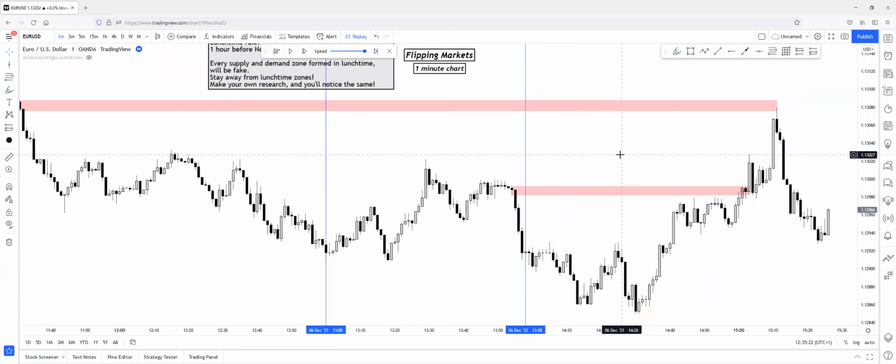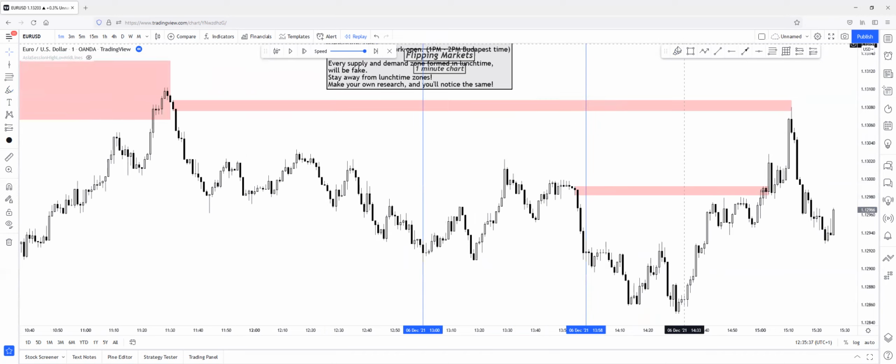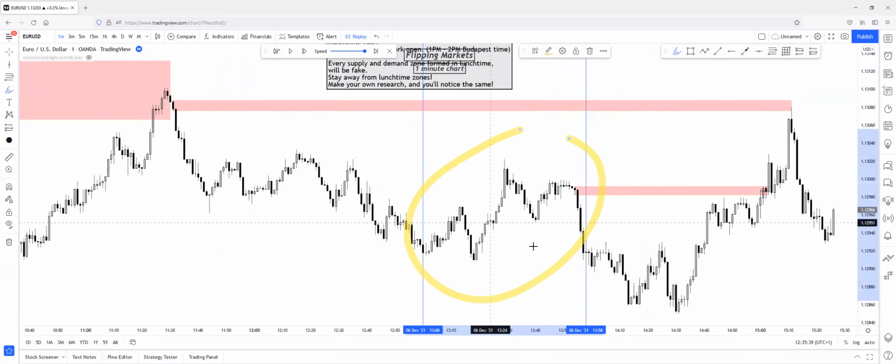So I won't show you any more examples because I want you to backtest this. I want you to search for every single New York session and look at the lunchtime zone, the 1 hour time window before every New York session. And you will notice that every single lunchtime zone is fake.